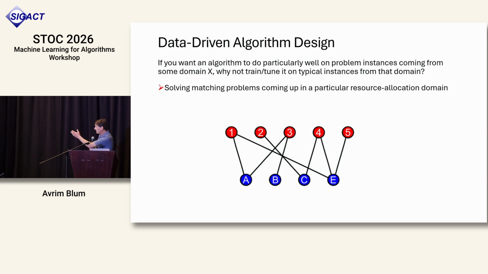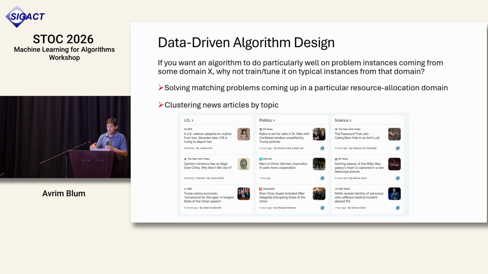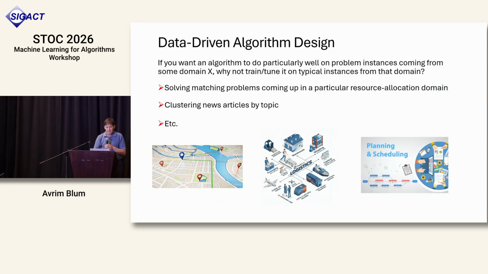For example, some motivating cases we'll get back to: solving matching problems coming from a particular resource allocation domain. You could think of something like clustering news articles by topic, or route planning problems, logistics problems, planning and scheduling problems. In all of these cases, it makes sense to use past data to find an algorithm that will work better on the problem instances you care about.